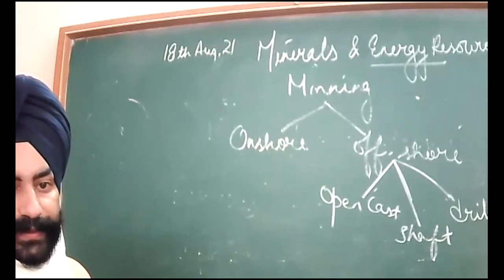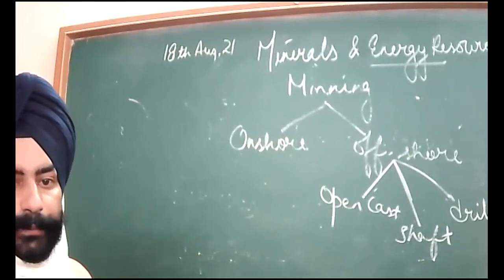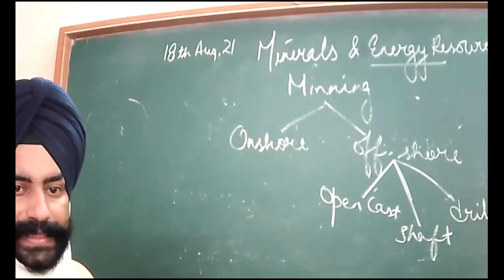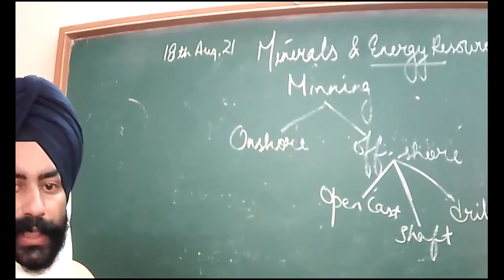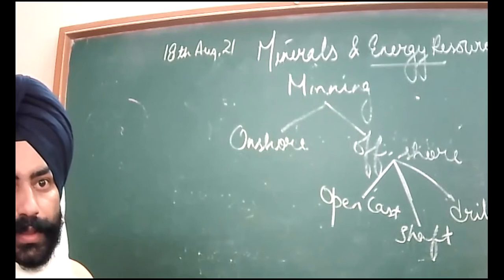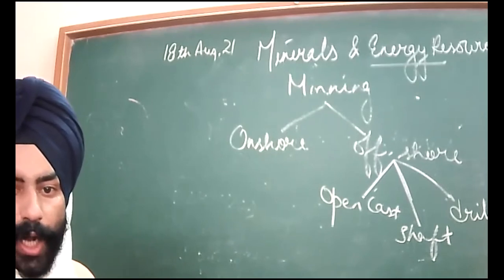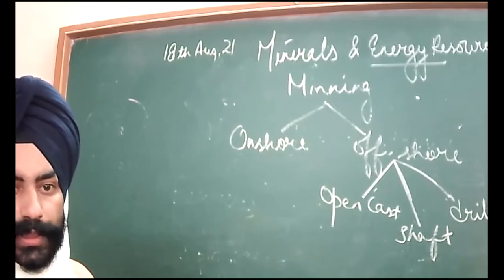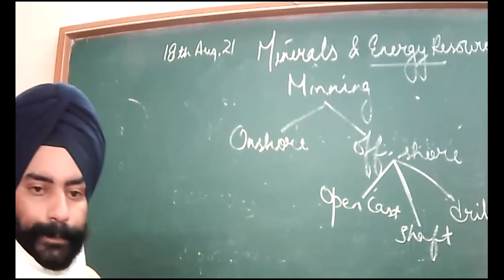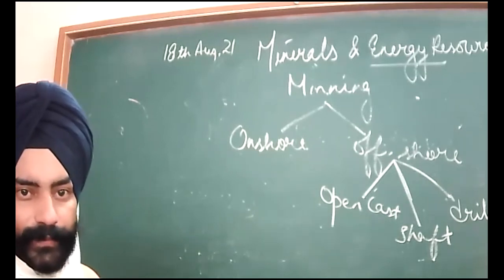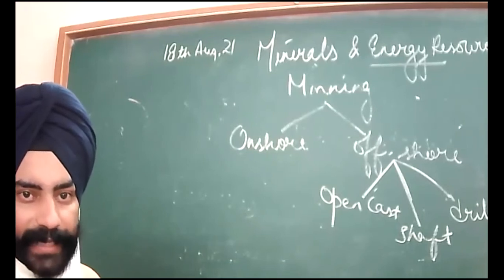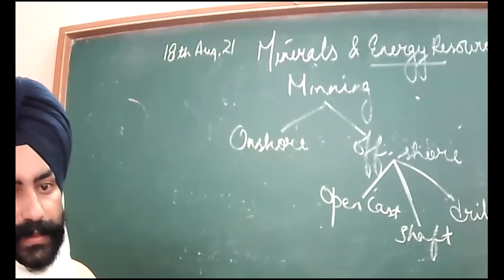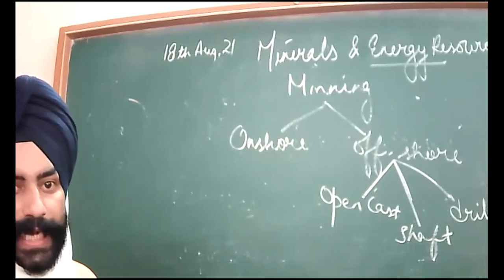In offshore mining, the first type is open cast mining. When minerals are extracted by removal of the topmost layer of the earth crust, it is known as open cast mining.